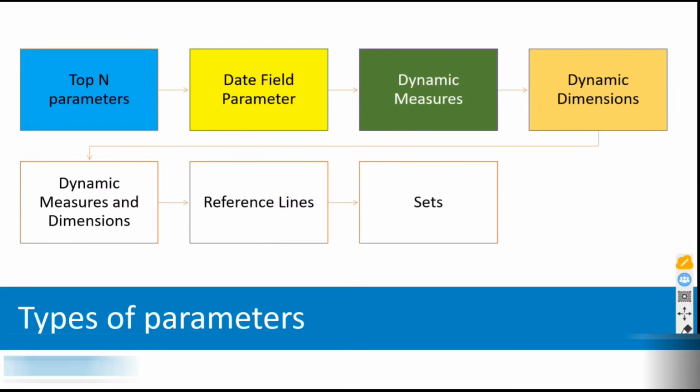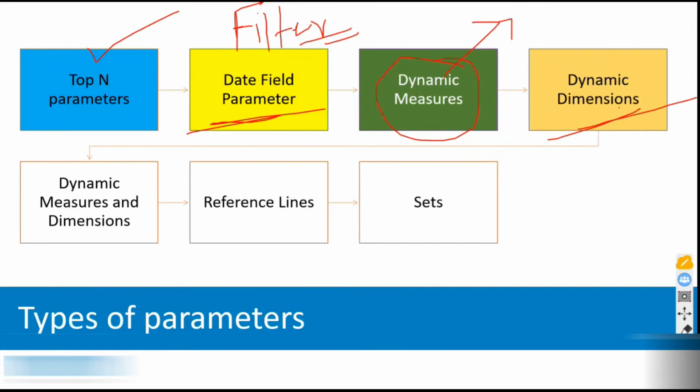And these are the types of parameter. This is the recap of the previous day's session. So top n parameters, we have discussed this already: how to create a top n parameter using a filter. When we add a filter, we can directly create a top n parameter. And second, we have discussed creating dynamic measures. And today we'll be discussing date field parameter and dynamic measures.